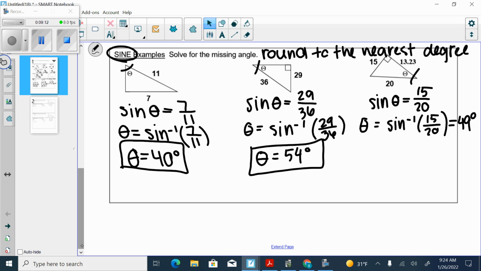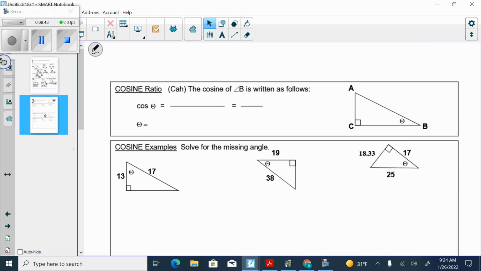Okay. Fun. Did they only give me opposite and hypotenuse here? No. So they actually also gave me adjacent. So I could have used cosine, adjacent over hypotenuse. I could have used tangent, opposite over adjacent. Doesn't matter, because I'm looking for that angle, whatever ratio I use, I should still get that it was 49 degrees. Okay. Alright. Let's flip it over onto the back and look at some cosine examples.